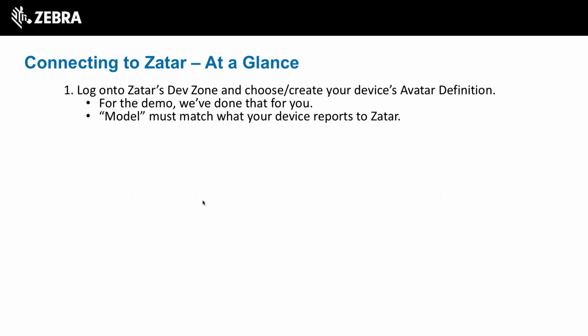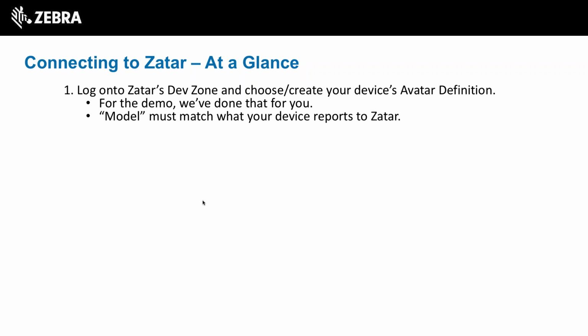Let's see. So step number 1, you have to figure out what avatar definition you're going to use that describes your device to Zatar. Now, you can create one from scratch, or you can just take one of the canned ones we have, clone it into your account, and modify it to your heart's content for your particular device's needs.